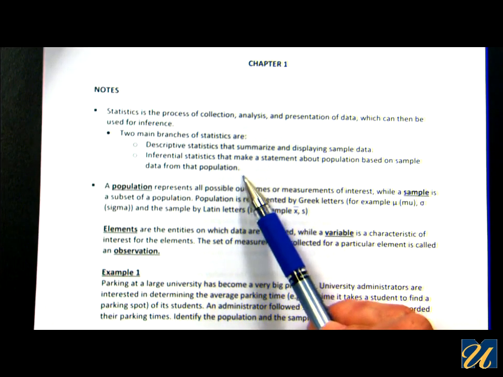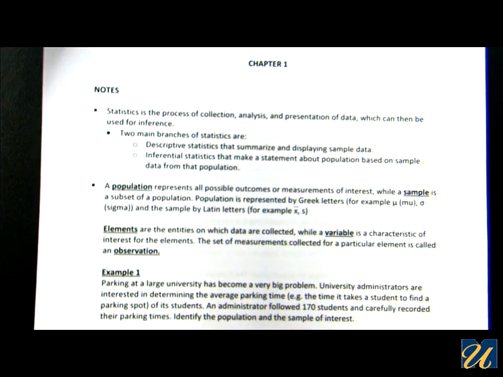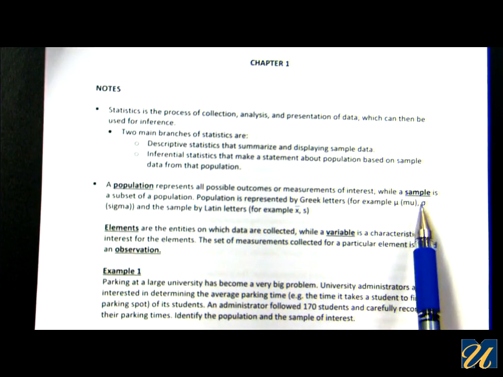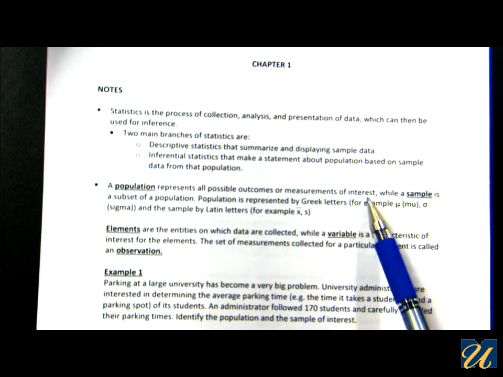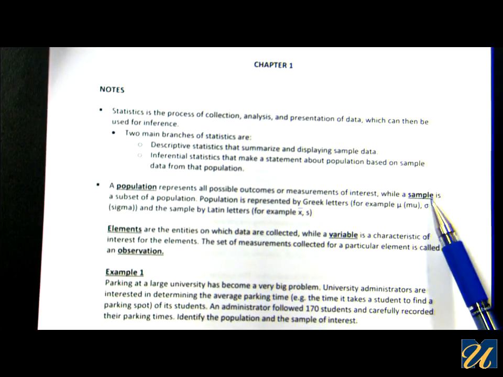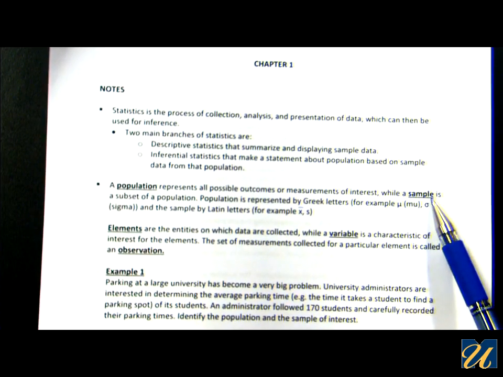Now, a population represents all possible outcomes of measurements of interest, while the sample is a subset of the population. We have two data sets. We have the population and we have the sample. Population are all outcomes that are of interest to us. This is what I wanted to highlight, while a sample is a subset of the population.